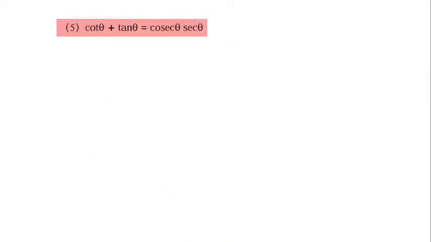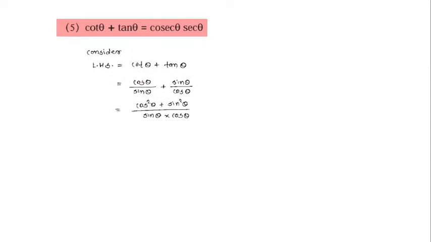Cot theta plus tan theta is equal to cosec theta into sec theta. This is very simple and straightforward. We start with the left hand side, cot theta plus tan theta. Instead of cot theta we can write cos divided by sin, plus instead of tan we write sin divided by cos, as these are reciprocals of each other. For the addition of these two terms we cross multiply because the denominators are not the same. So cos theta into cos theta, that's cos square theta, plus sin theta into sin theta, sin square theta, divided by sin theta into cos theta in the denominator.